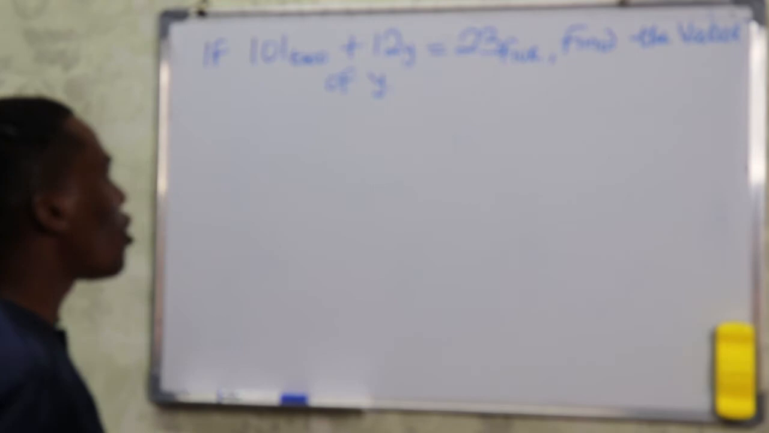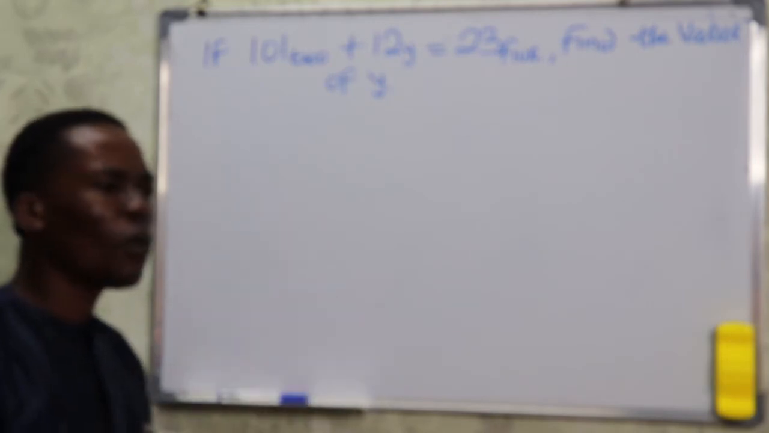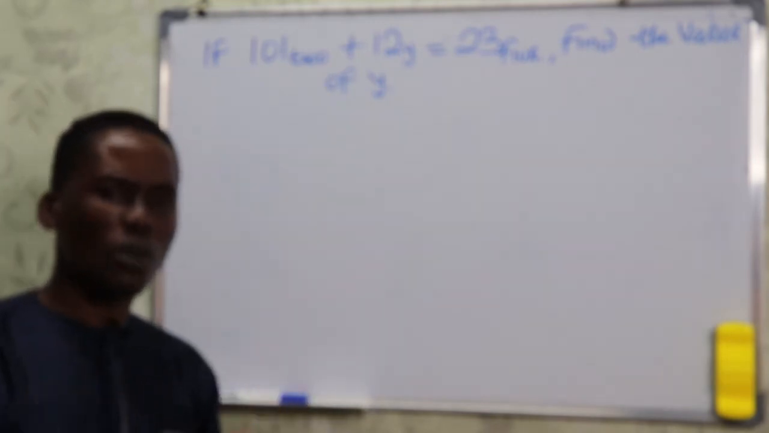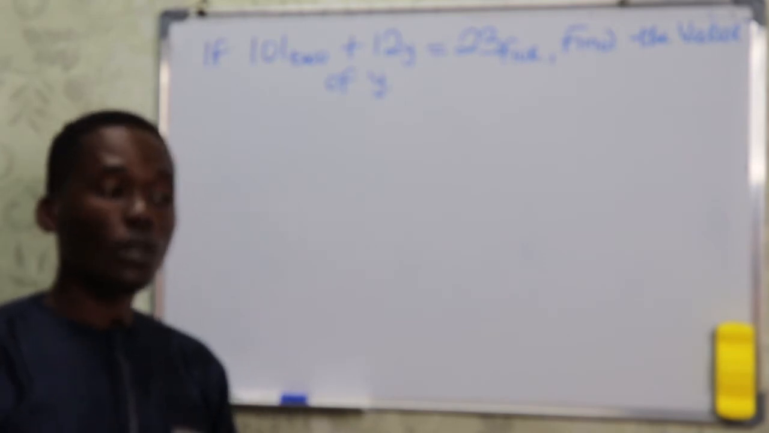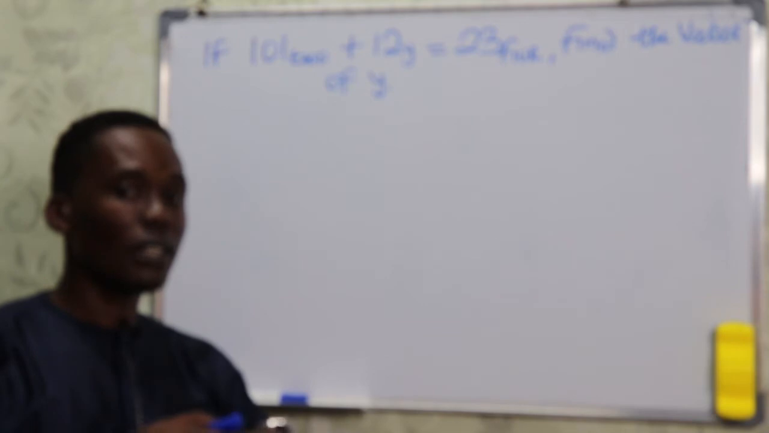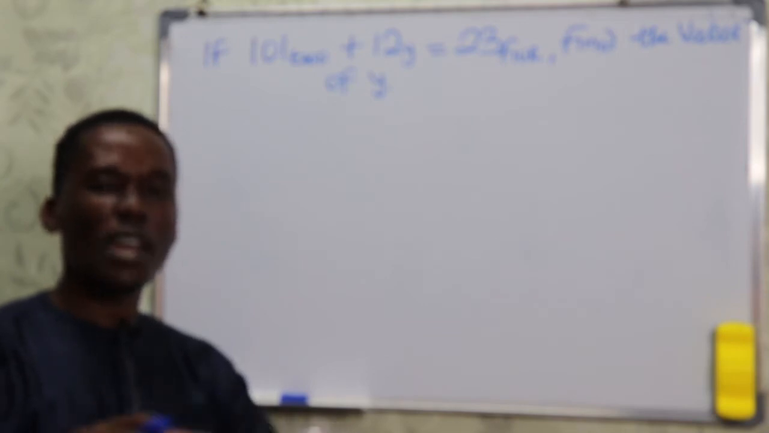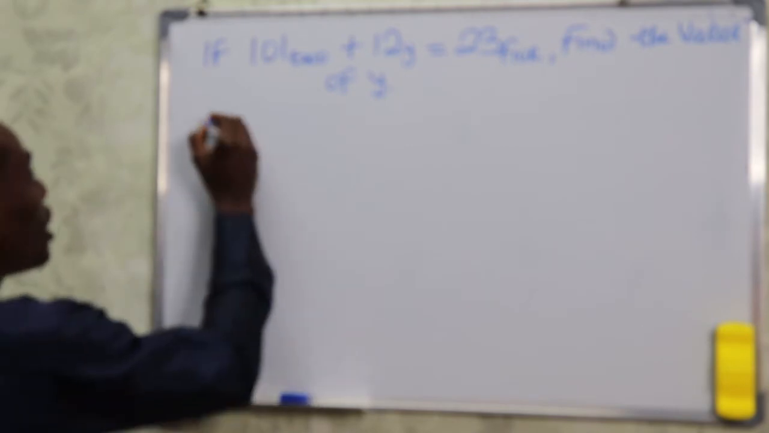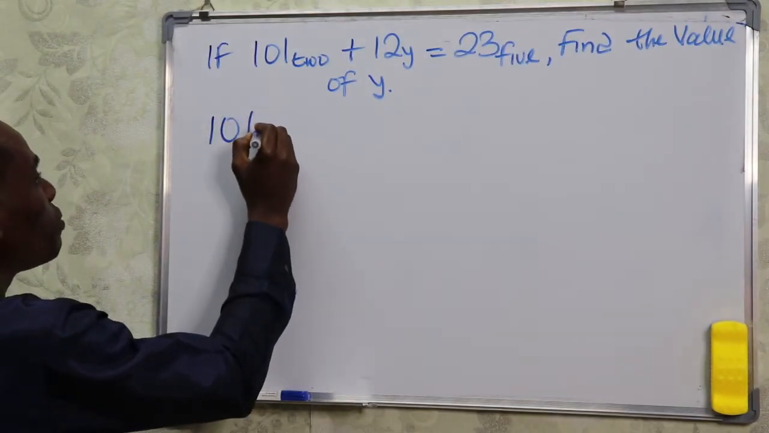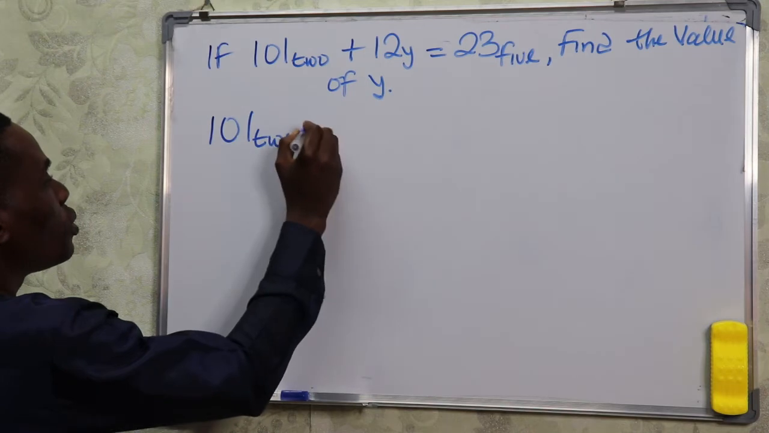Now when we go about converting all these to base 10, what is the reason? The reason why you must convert to base 10 is so that you can easily simplify them, because if they are on a common base, then simplification can be very easy for you. Now let's look at how we go about them. We are going to convert 101 base 2 to base 10.